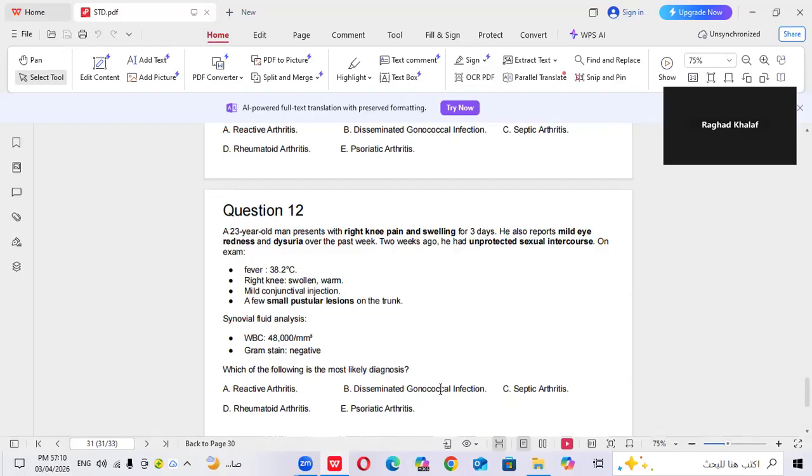And as we said previously, gonorrhea can coexist with chlamydia. So he might be having those symptoms due to his chlamydial infection, but the main infection is gonorrhea here. And the synovial fluid analysis, when they drew the fluid and analyzed it, the WBC is 48,000, which is around 50,000, and the gram stain is negative. This would be disseminated gonococcal infection due to the pustular lesion and the count of WBC, but mainly due to the pustular lesion.